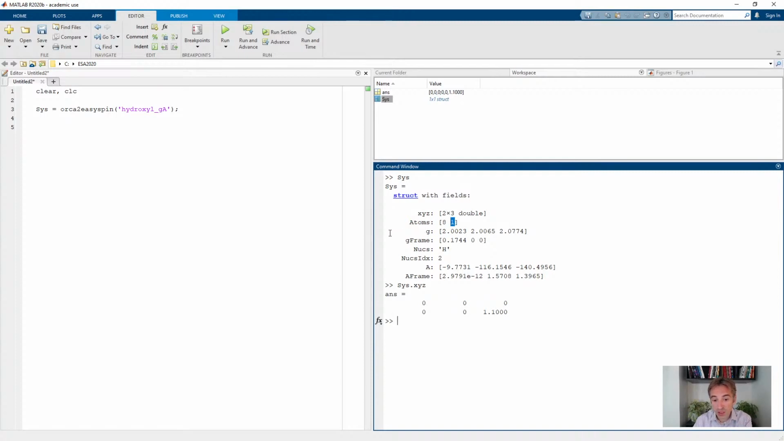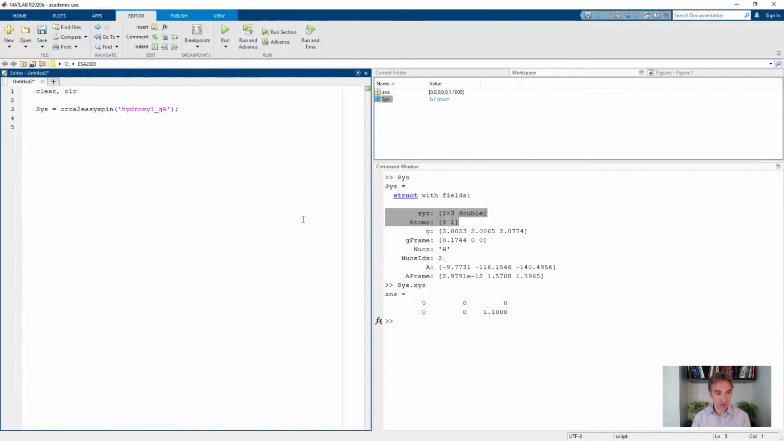But now importantly, it includes the calculated g-tensor, the g-frame, so the orientation of the g-tensor. It shows which nucleus it is, and the nucleus index that refers back to these atoms list, the hyperfine coupling tensor, and the orientation of the hyperfine coupling tensor. So this is all you need to actually simulate an EPR spectrum from these data. And also it would allow you to plot the geometry of the molecule because you know the positions and the atom numbers of the various atoms.